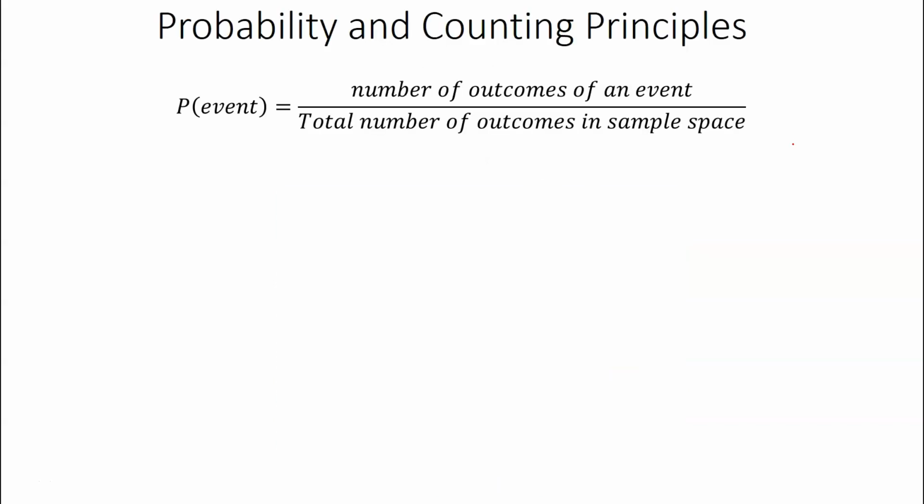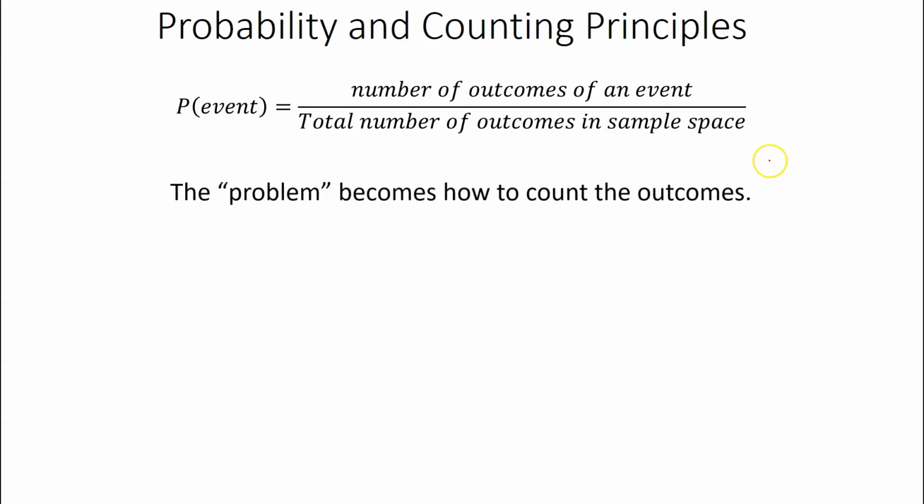So in probability, finding the probability of anything has to do with knowing the number of ways things can happen. The probability of an event is the number of outcomes of that event divided by basically all the possible outcomes that could possibly happen, the outcomes of the sample space. The problem really becomes counting these outcomes, because some of this gets kind of complicated fairly fast.